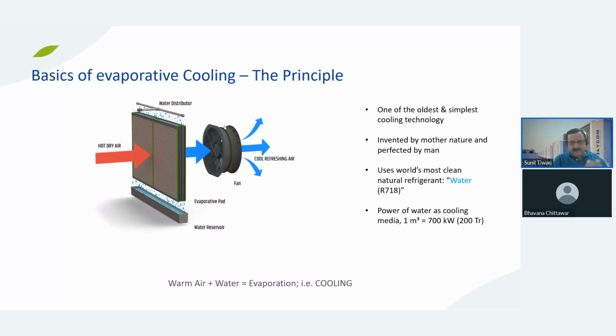So that's a very simple technology. It doesn't have too many parts. A wet media where the water is sprinkled, water distribution, a small sump and tank sort of a thing, and a fan, the prime mover for the air. So that's the only component involved. No compression, no refrigerant, no risk of GHGs, and any other risk associated with the leakage of refrigerant. So warm air and water, when they combine, the cooling effect is created, and that's what evaporative cooling is all about.